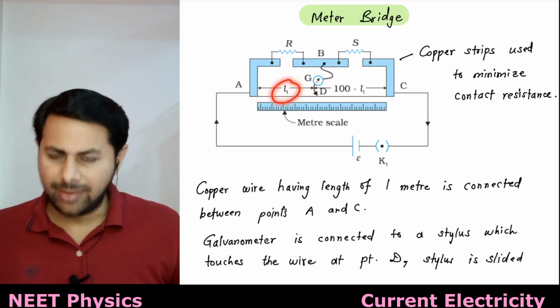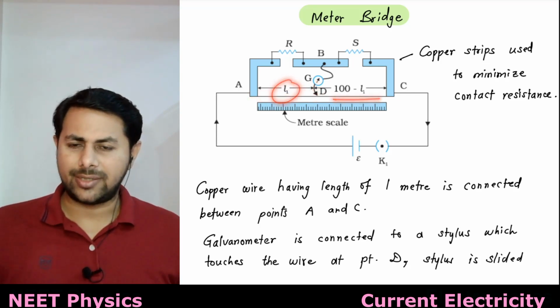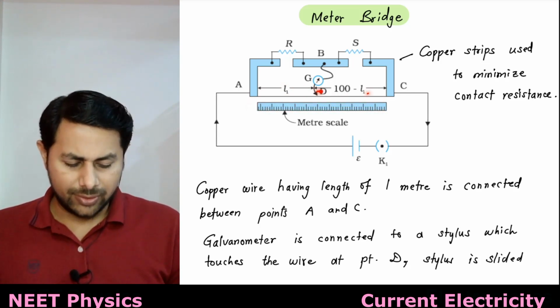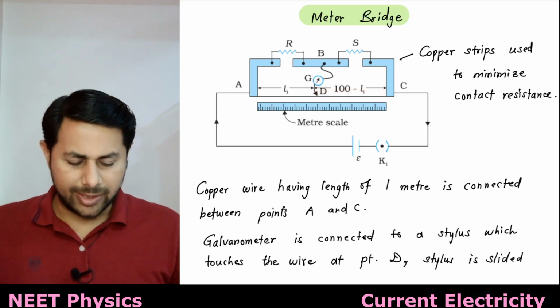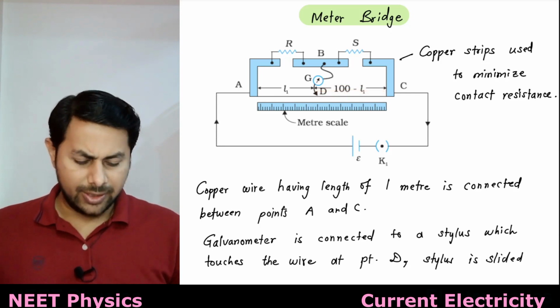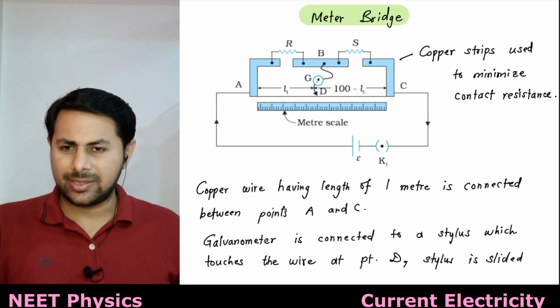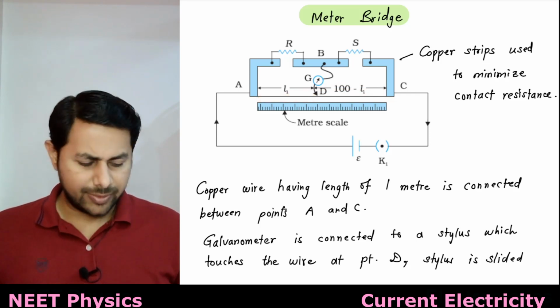So if this is L1, this length would be equal to what? 100 minus L1, because this is 100 centimeters. So the remaining length would be equal to 100 minus L1. The length of the wire is 100 centimeters. The balancing length is L1, which means the remaining length is equal to 100 minus L1, right?